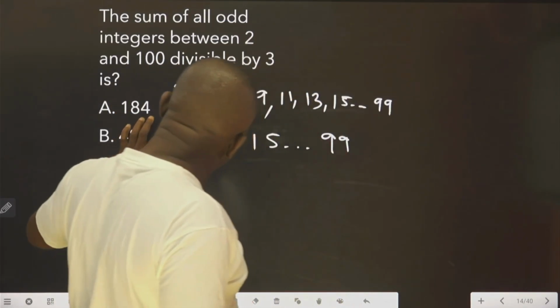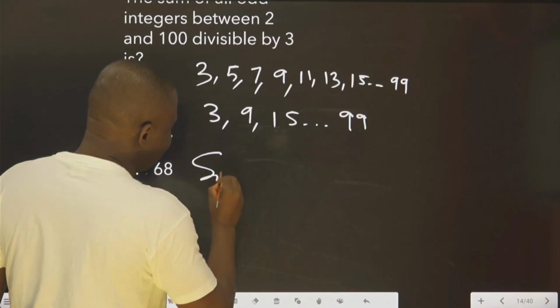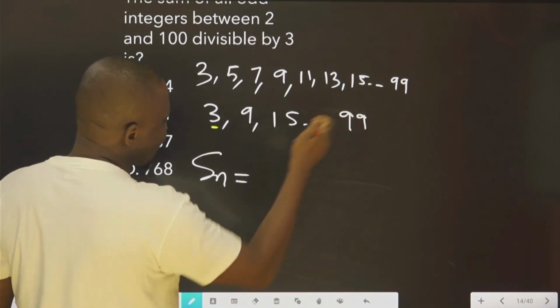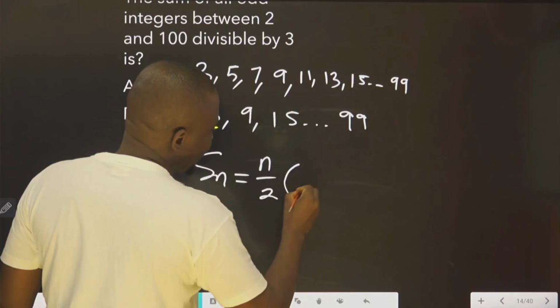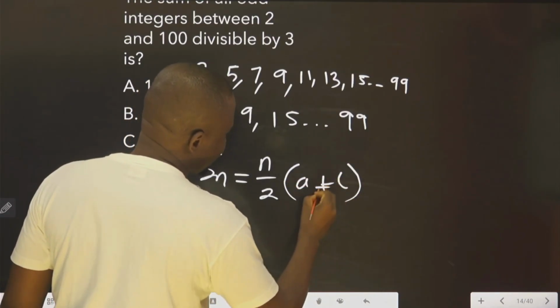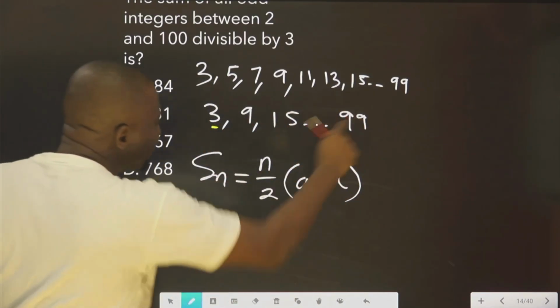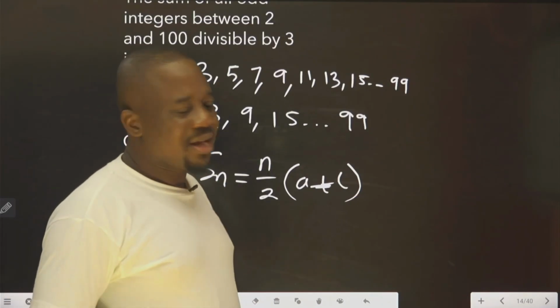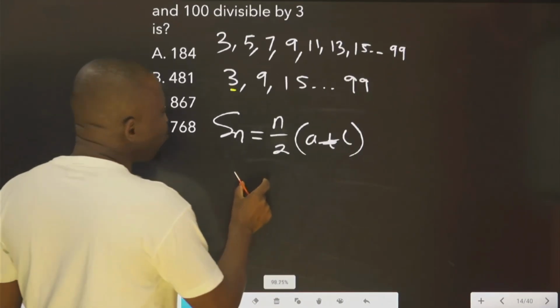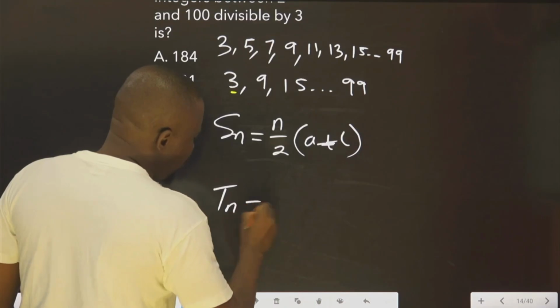Okay? The formula to get the sum is this, because now we have the first term and the last term. The first term plus the last term. But the problem is, how many of them? That is n. Because we don't know that, we need to go and find n first.